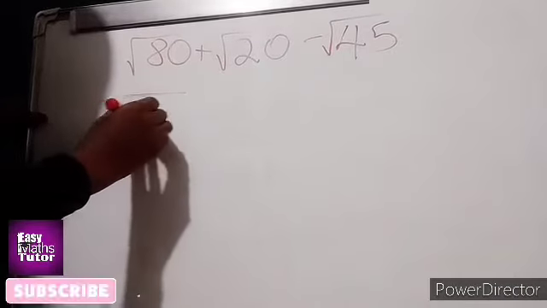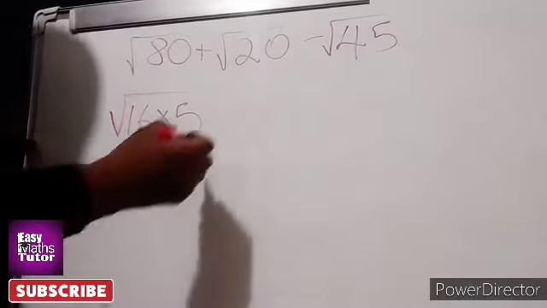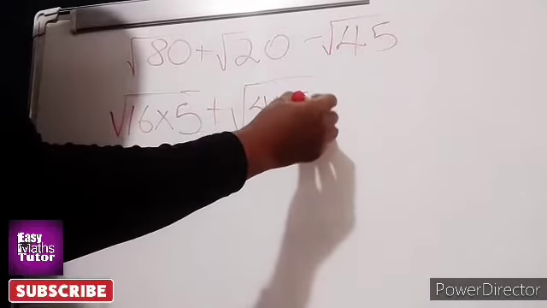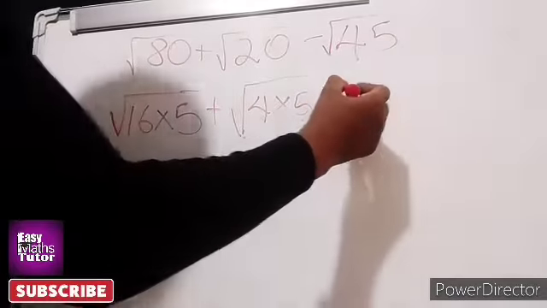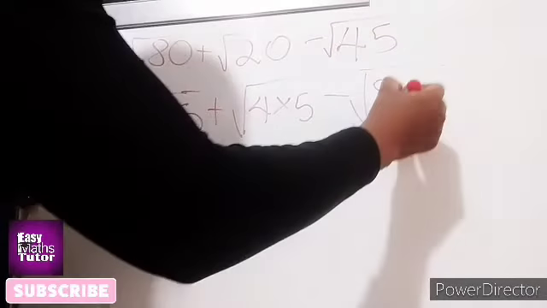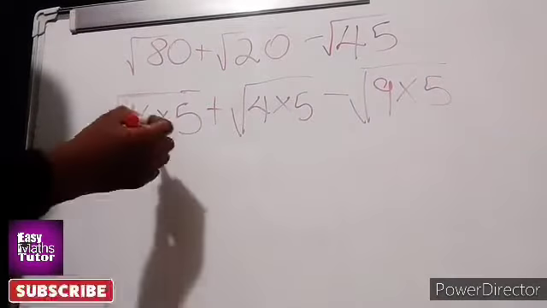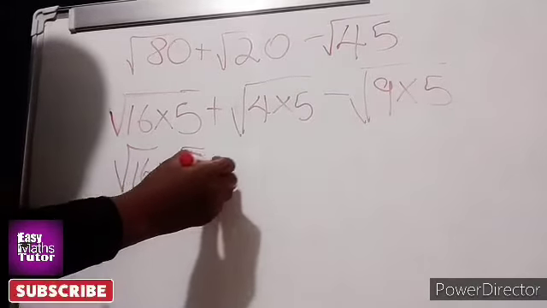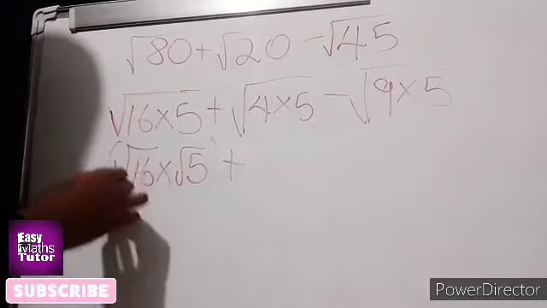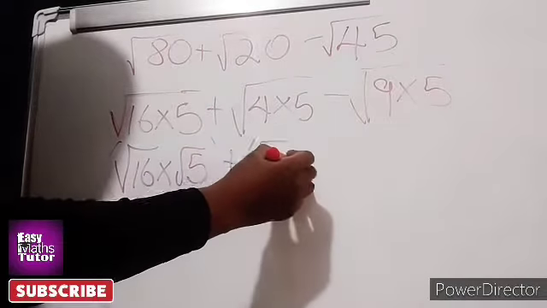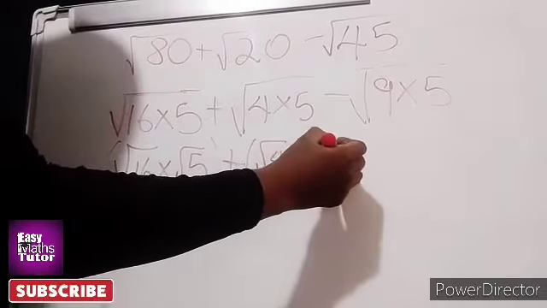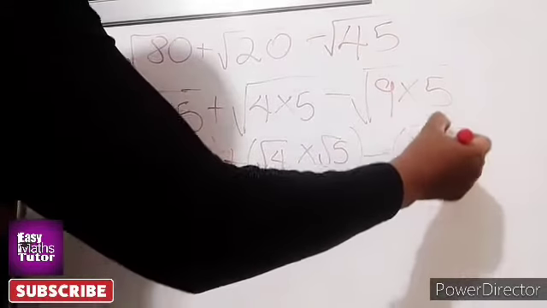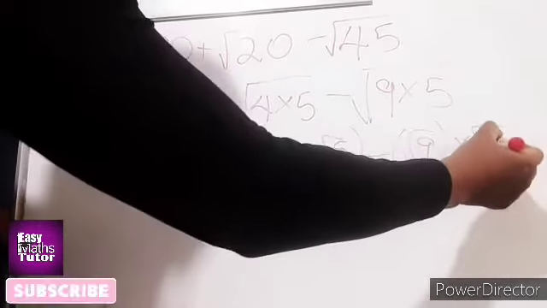We will have 16 times 5 here, plus 4 times 5 under the 20, minus 9 times 5. So if we split it up according to our first law, we'll have this, right? Remember? Then we'll have root 16 times root 5, then root 4 times root 5, then root 9 times root 5.